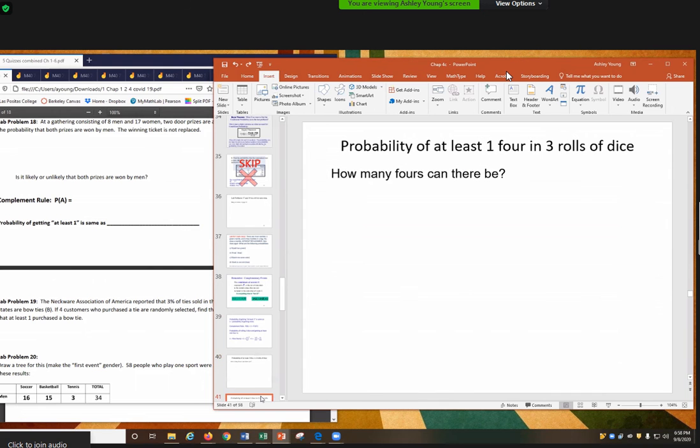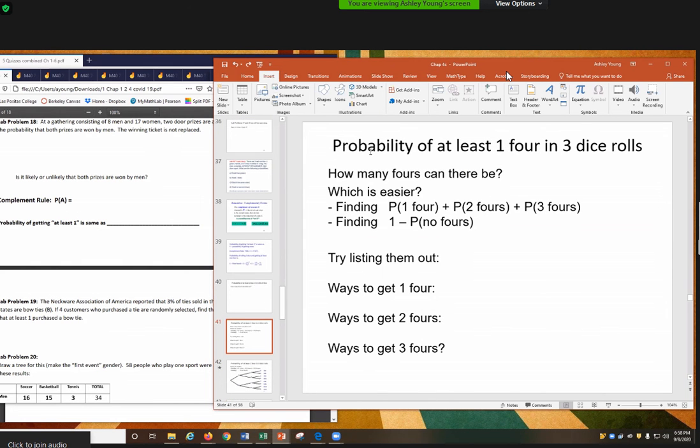All right, so I could find the probability of 1 four plus the probability of 2 fours plus the probability of 3 fours and add all those up. Or I just find the probability of no 4s and subtract that from 1.